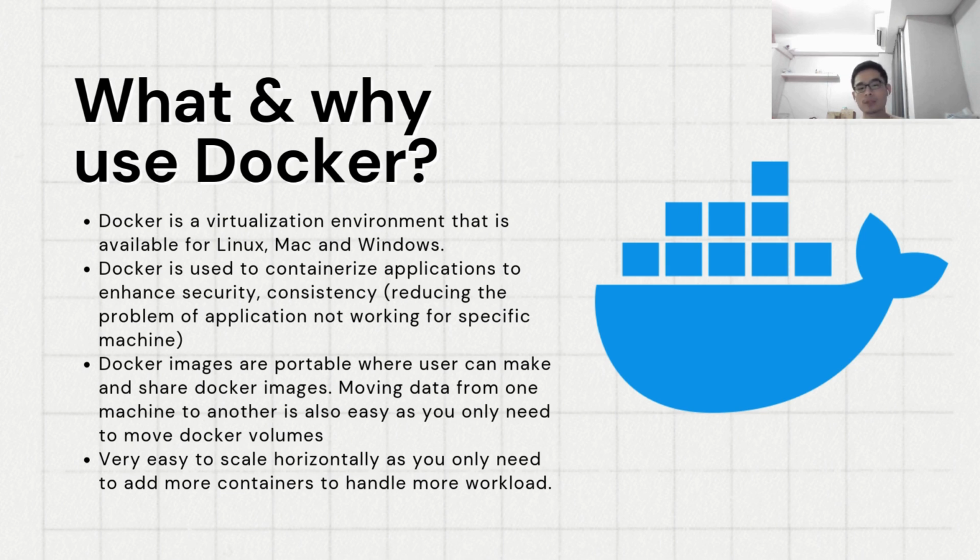Next, with Docker, it is very easy to scale horizontally, as you only need to add more containers to handle more workload. In Docker, you can make rules so that when a server is quite overwhelmed from requests, it will automatically add more containers to handle the workload. So it is very easy to scale horizontally.